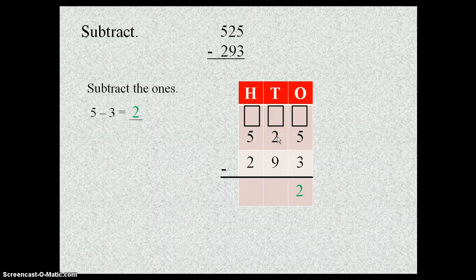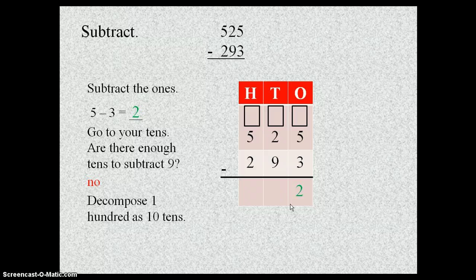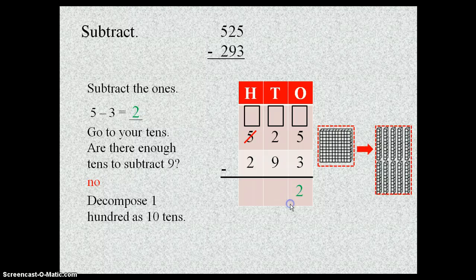So I don't have enough for them to subtract, so I'm going to have to decompose 100 as 10 tens. So I'm going to take from my 500, 100, which will leave me 400. And then I'm going to move that 100 to the tens place, and now I'll have 12 tens. Remember to cross those out and write those new numbers. I know that you guys think you can do it in your brain, but it will mess you up, and I saw that a lot in the practice.